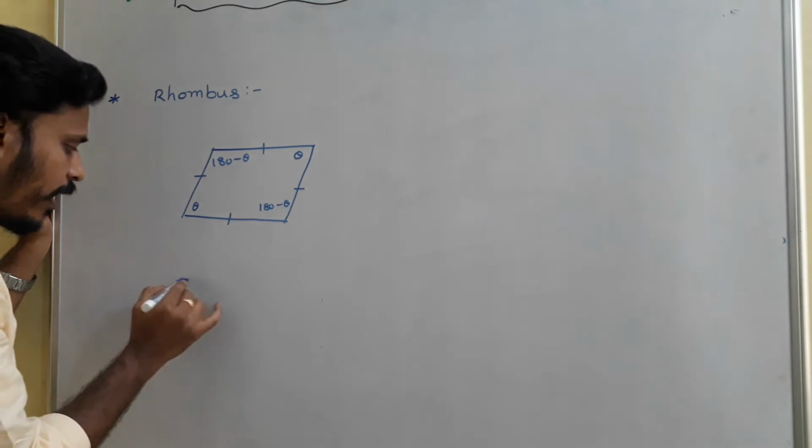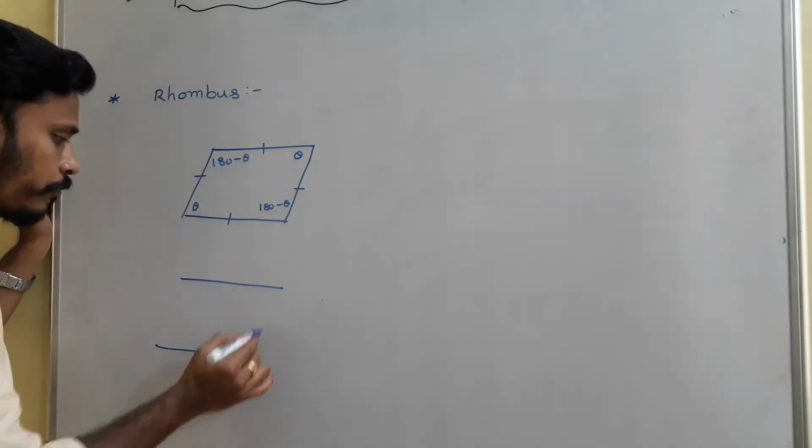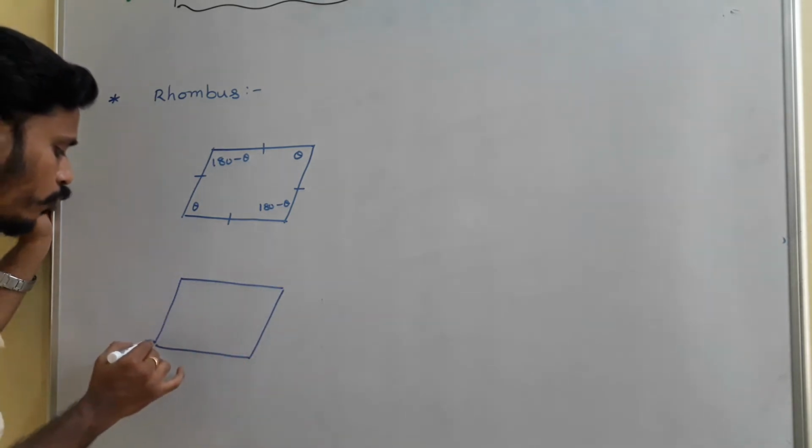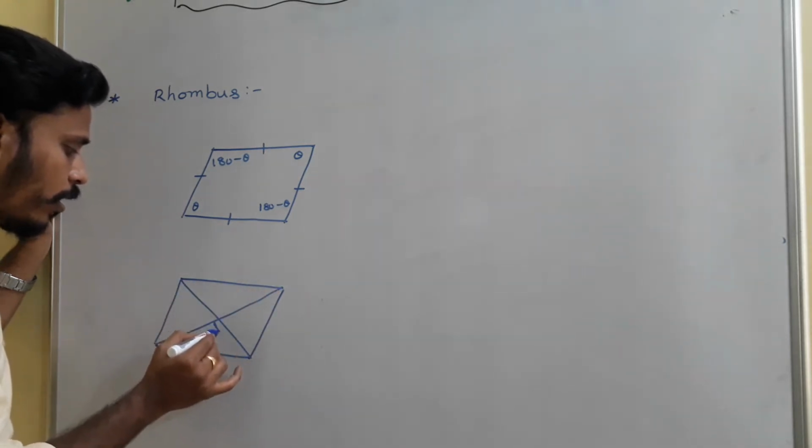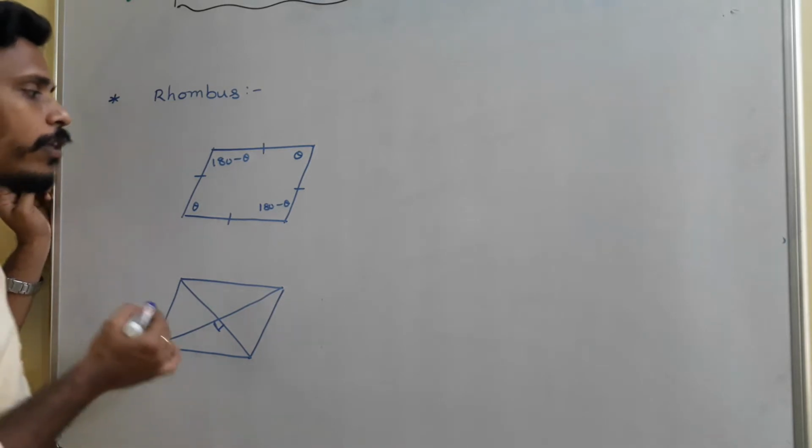And another thing related to the rhombus: if you draw the diagonals, these two diagonals are perpendicular. The diagonals of a rhombus are always perpendicular.